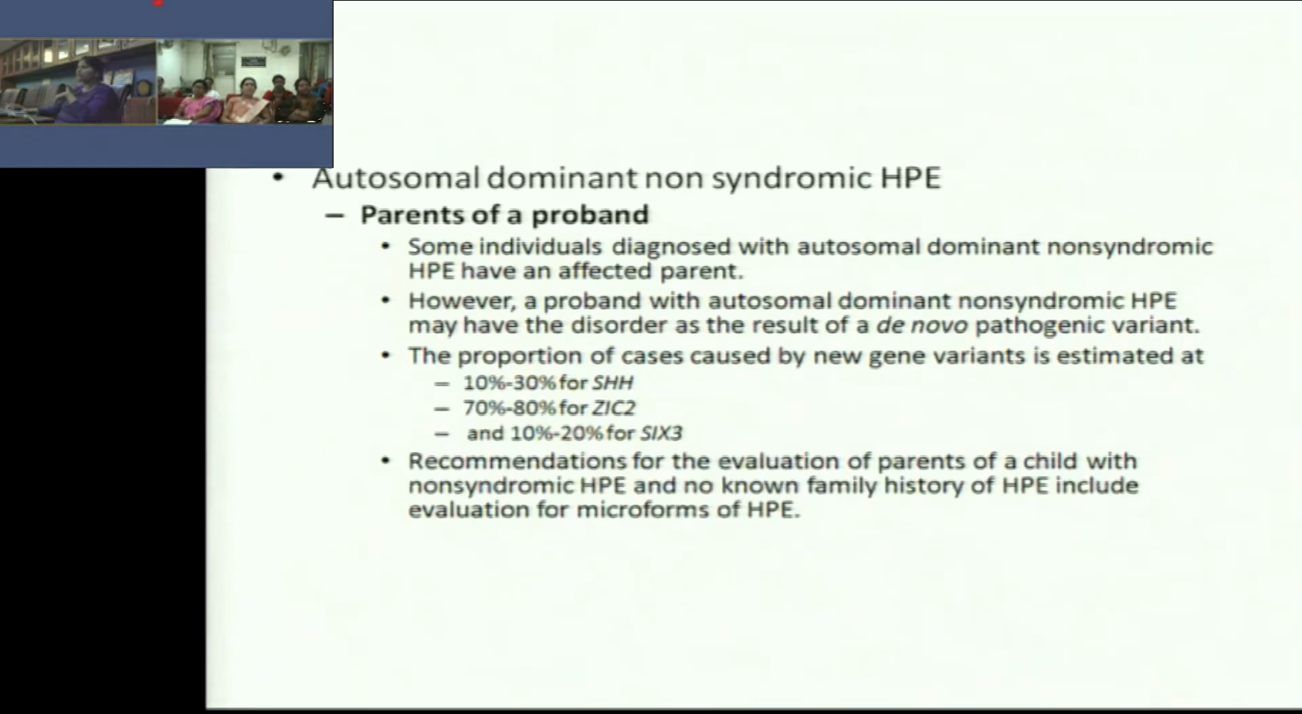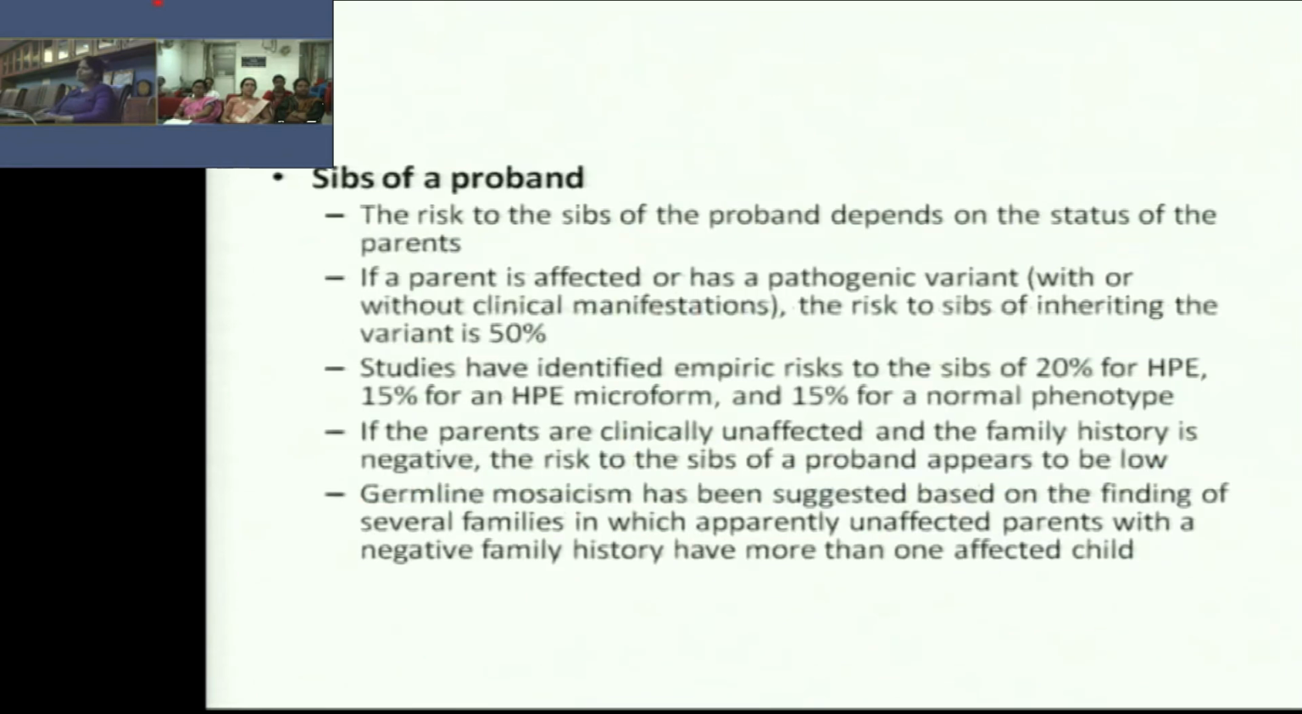So, the recommendation for the evaluation of parents of a child with non-syndromic HPE and no known family history includes evaluation for the microforms of HPE. As I already said, studies have identified an empiric risk to the sibs of 20% for HPE, 15% for HPE microform, and 15% for the normal phenotype. If the parents are clinically unaffected and the family history is negative, the risk is low.